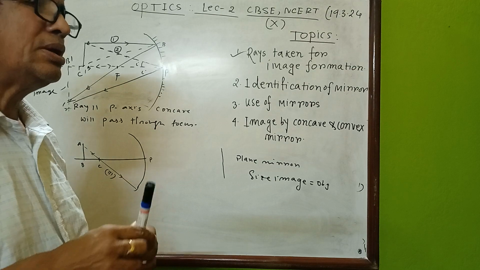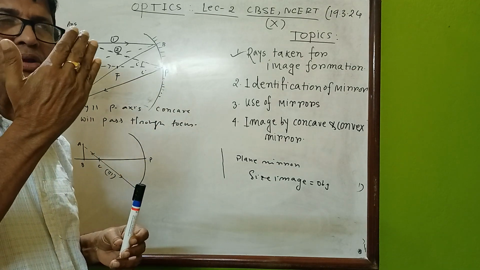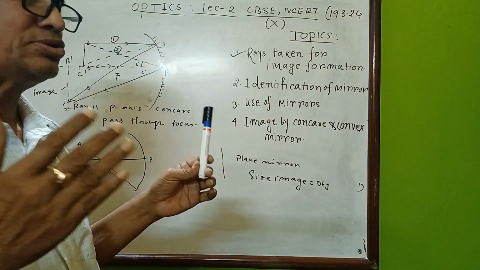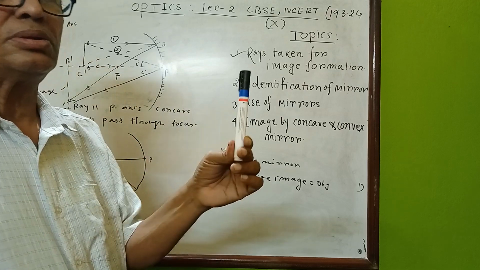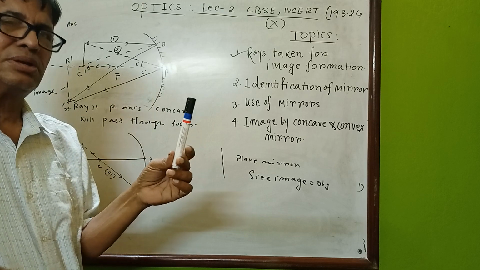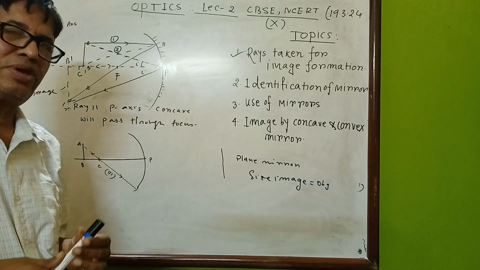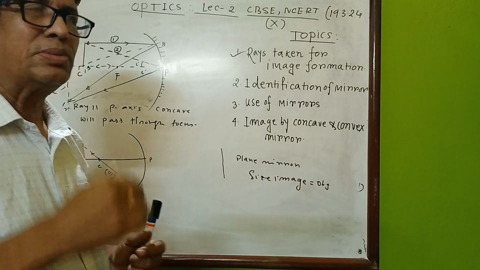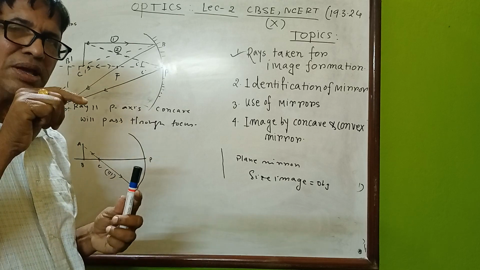Again I am telling you, if it is a concave mirror and you hold the mirror very close to your face, you get a very enlarged, magnified, virtual erect image of your face. Once you take the mirror away from your face, you get an enlarged image, but it is inverted in position. But if it is a convex mirror, the image size will be very small, whatever the position of the object may be, but it is erect.